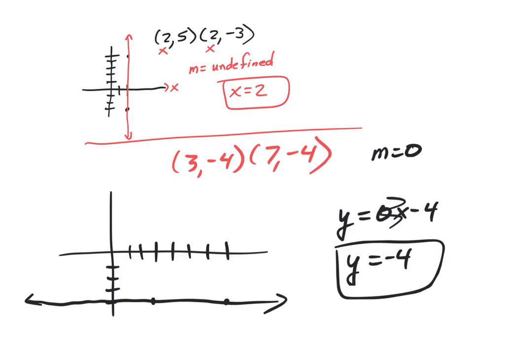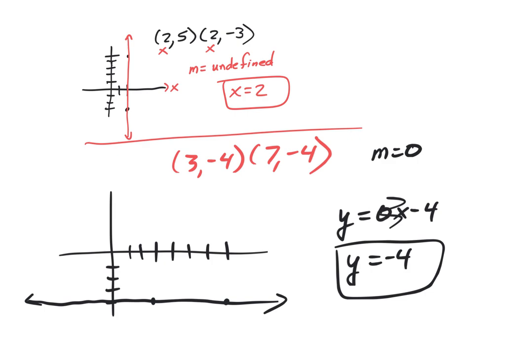So the trick here is looking at your ordered pairs at the beginning. If I see my x values being the same, I'm just going to say x equals 2. If I see my y values being the same, I'm just going to say y equals -4. If neither the x values nor the y values are the same, then we're going to have a different slope, and then we have to do all the work that we've done. So ones like that should be pretty simple.